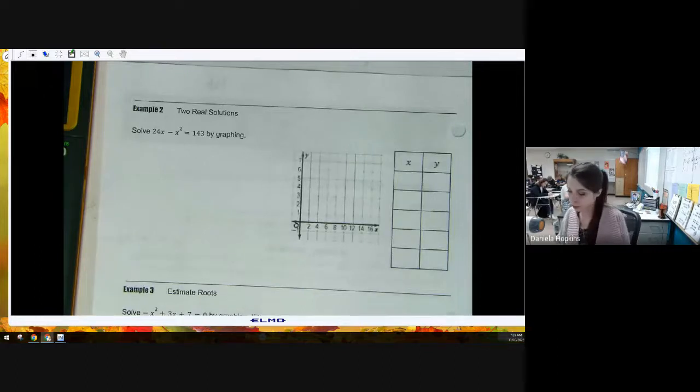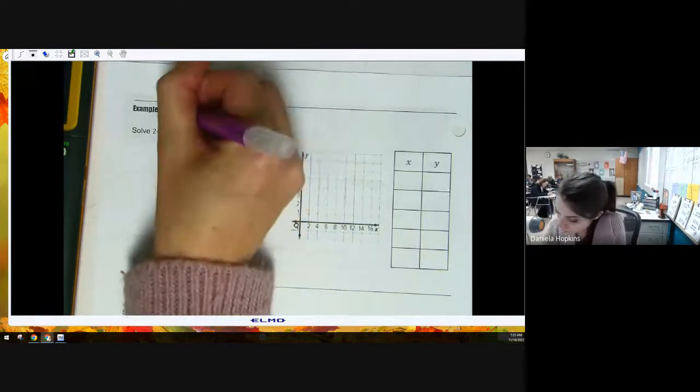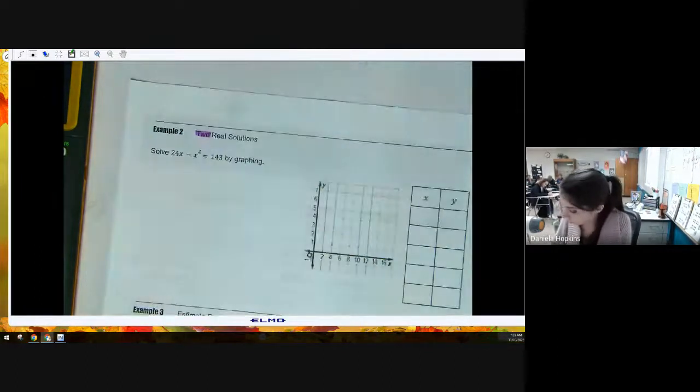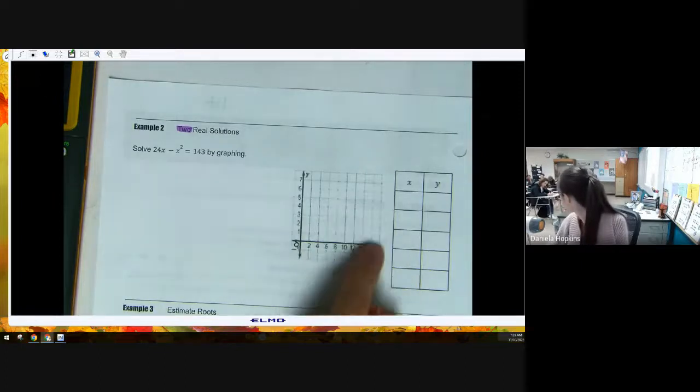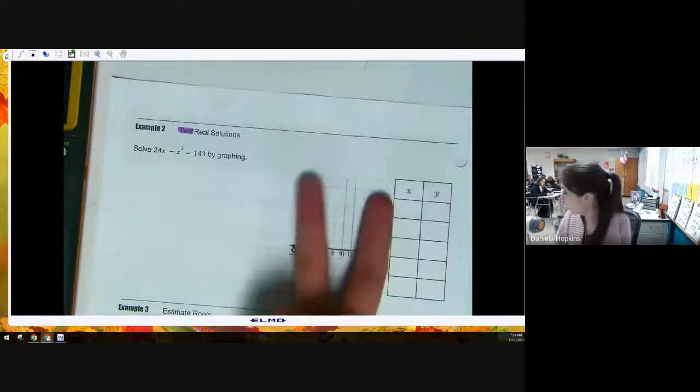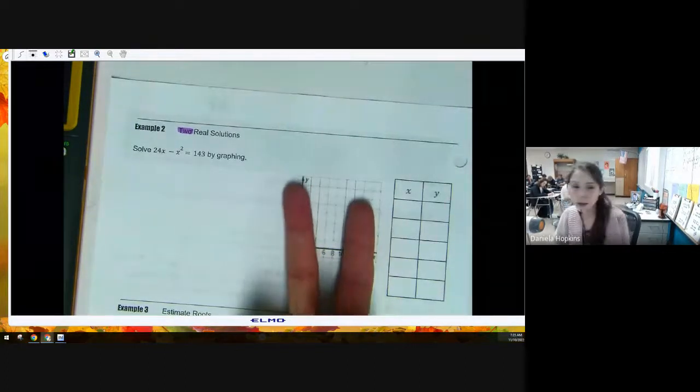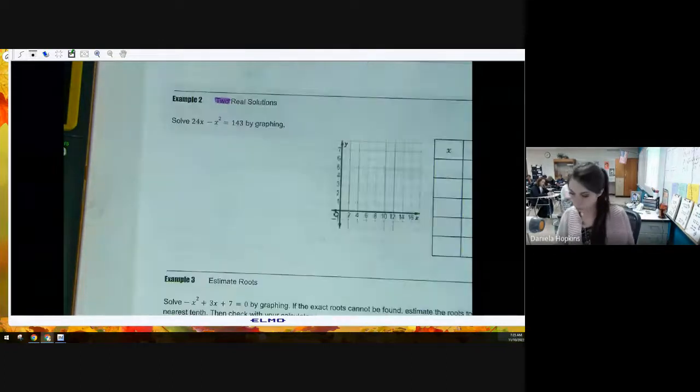Two real solutions. So if you guys can think about, like, one solution was where the parabola was literally sitting on the x-axis. Two solutions is where it's going to cut across the x-axis, right? If you have like a U shape, it should cross it twice, right? So this is the most typical one.